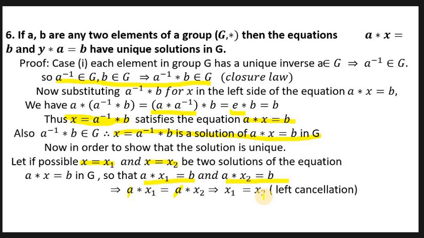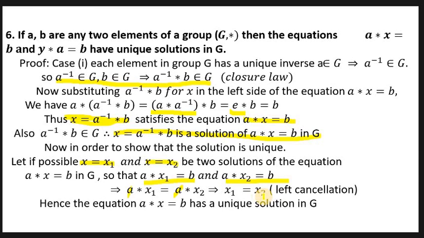Hence the equation A star x is equal to B has the unique solution. We took x is equal to x1 and x is equal to x2 as two solutions of the given equation, but we get A star x1 is equal to B and A star x2 is equal to B. So the RHS is same, hence the LHS A star x1 is equal to A star x2. Now by using the left cancellation law, x1 is equal to x2. Hence, the solutions are unique. Therefore, the equation A star x is equal to B has a unique solution.